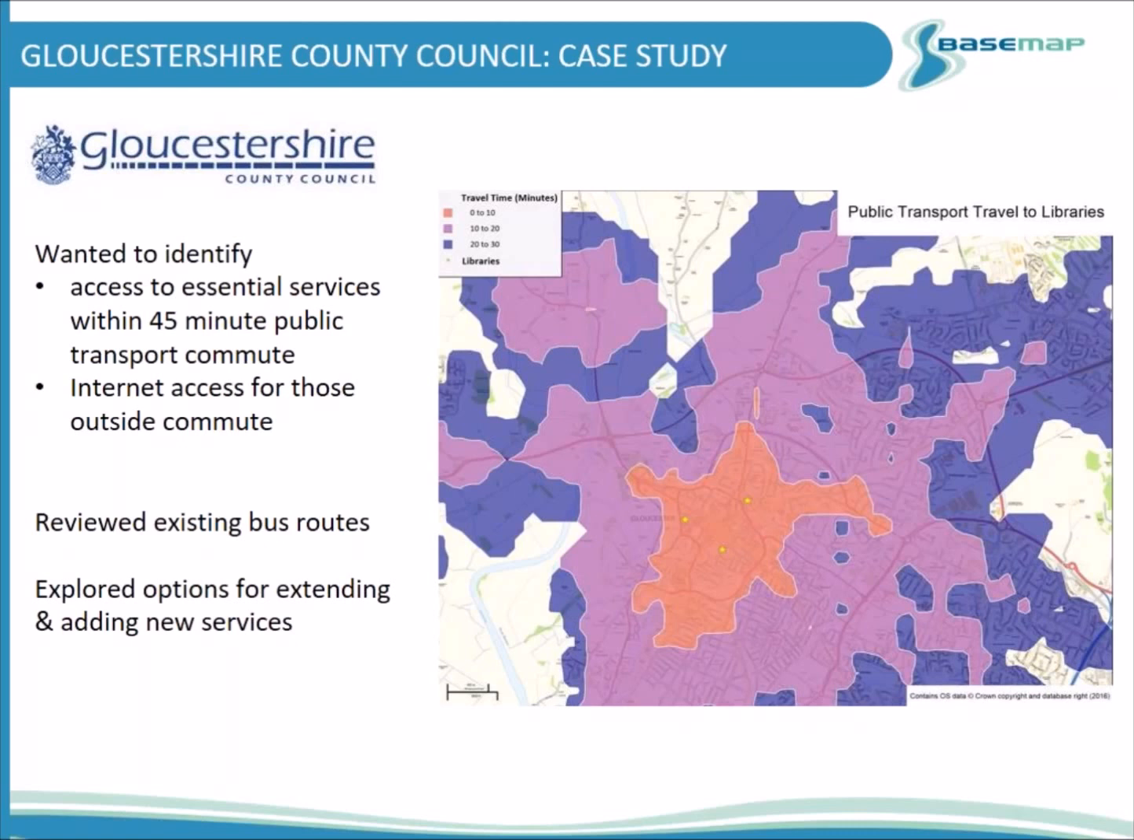And part of it was effectively to get the whole of Gloucestershire connected to council services and to remove the kind of pressure on frontline staff there. So they explored existing bus routes and existing access for that, and looked at the options of extending and removing these services as well, to get the best bang for their buck of public transport.